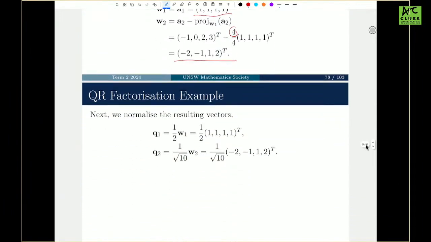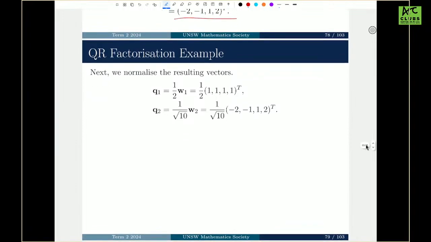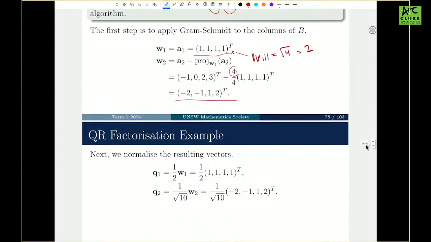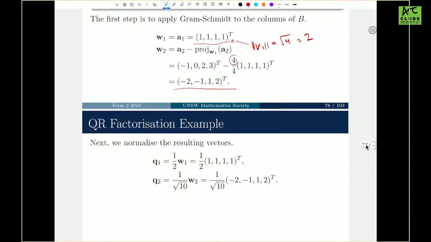Now we normalize these vectors. Okay, so we divide through by their respective magnitudes. So this first one, the magnitude of W1, equals square root 4, which is 2. And then we just find the magnitude of this next one, which I think is root 10. And we just divide through by that to get our orthonormal vectors.